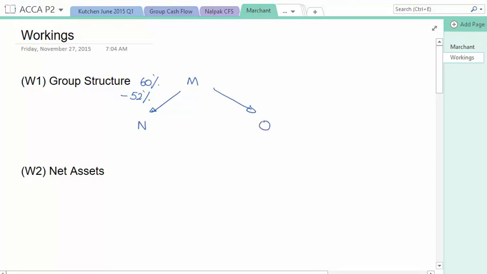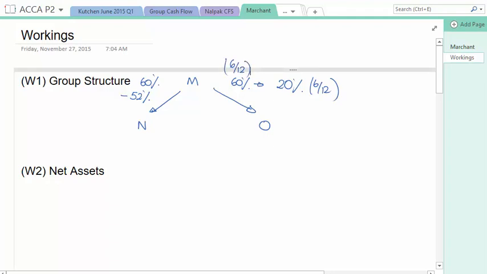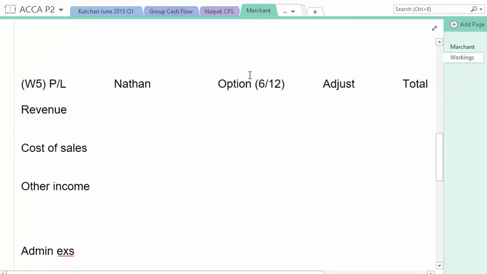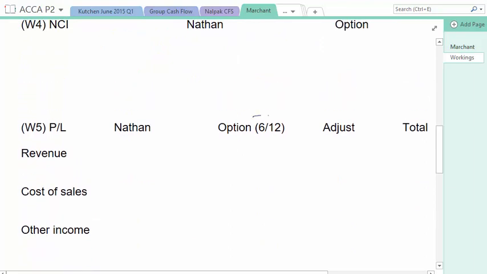We also have an investment in option, and that investment is originally 60%, and then it drops to 20%. So for 6 months of the year, we have an associate, and for 6 months of the year, we have a subsidiary. Therefore, when I go to my profit and loss working, notice I'm only going to include the activities of option for half of the year.